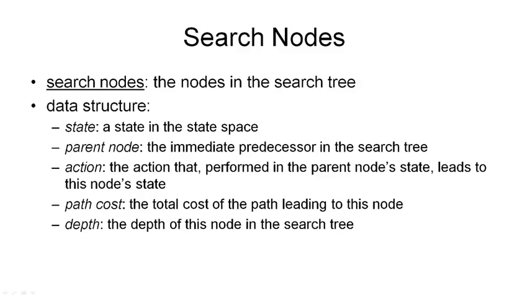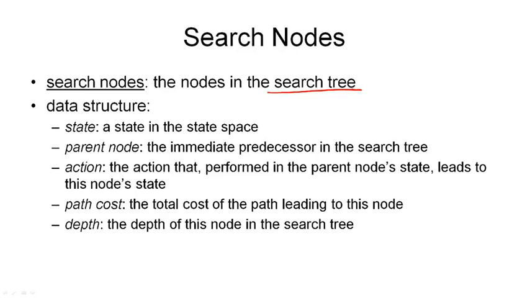So now we have seen what search problems look like, we can turn towards search algorithms. But before we describe the algorithm, I need to describe the data structure that we manipulate during the search, and this is called a search node. A search node is really a bookkeeping structure that encapsulates a state.